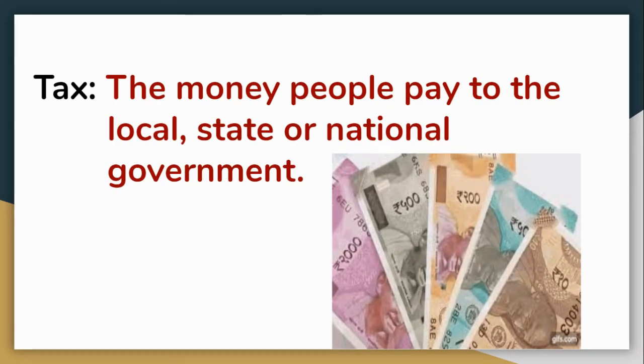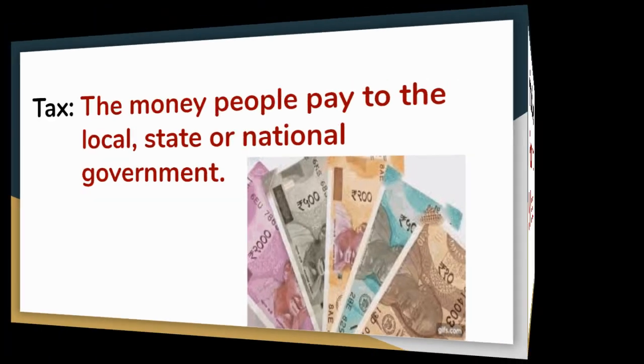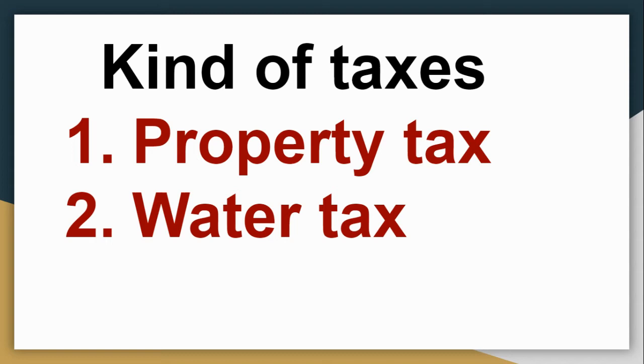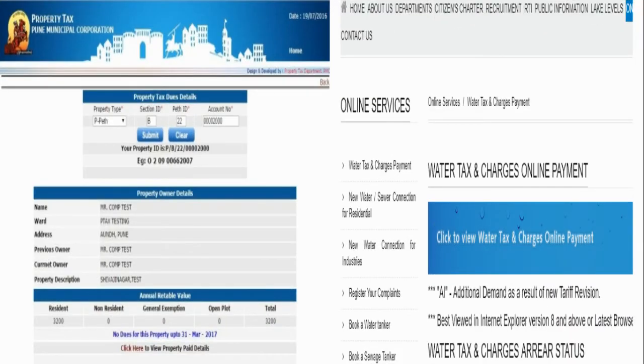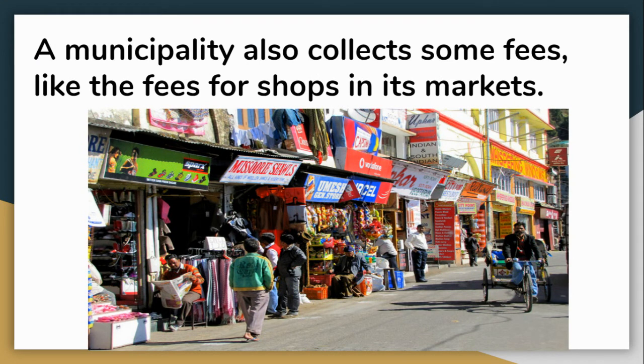As you know, a tax is the money people pay to the local, state, or national government. There are different kinds of tax. For example, people who own houses pay property tax to the municipality. People also pay water tax. As you can see, on the left-hand side, there is a sample copy of property tax. And on your right-hand side, there is a sample copy of water tax. A municipality also collects some fees, like the fees for shops in its markets.